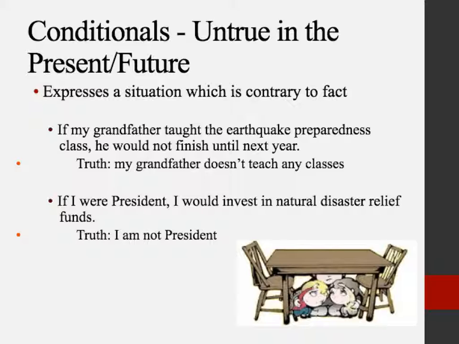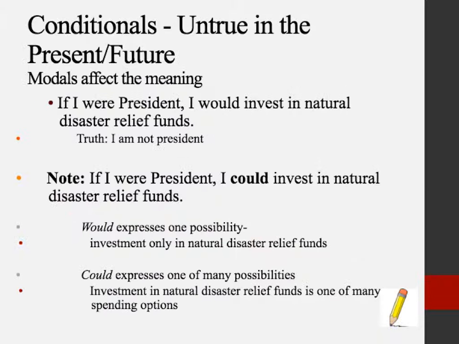Before we move on, let's look at the difference in meaning when we use could versus would in this sentence. When I say, if I were president, I would invest in natural disaster relief funds, this expresses only one possibility, which means that I would invest exclusively in natural disaster relief funds. However, if I were to say, if I were president, I could invest in natural disaster relief funds, this expresses that investment in natural disaster relief funds is one of many spending options.